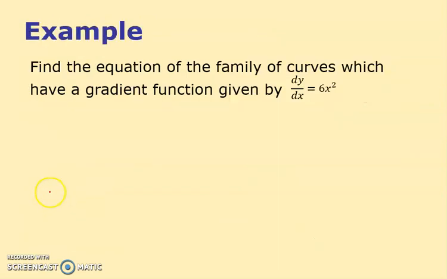So here's an example. It said dy by dx equals 6x squared. And we want to go backwards. Notice the way this is written. Find the equation of the family of curves. That's a posh way of saying find y equals, which have a gradient function. A gradient function is a posh name for dy by dx. A gradient function given by dy by dx is 6x squared.